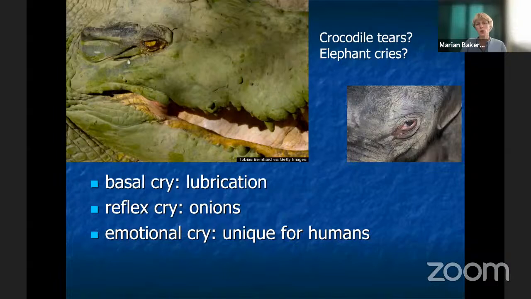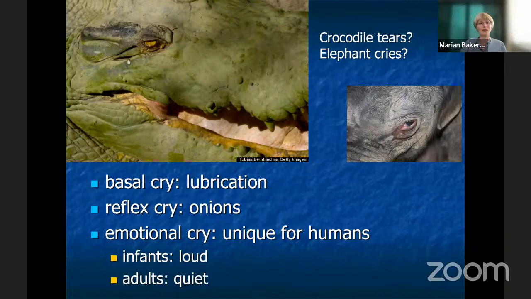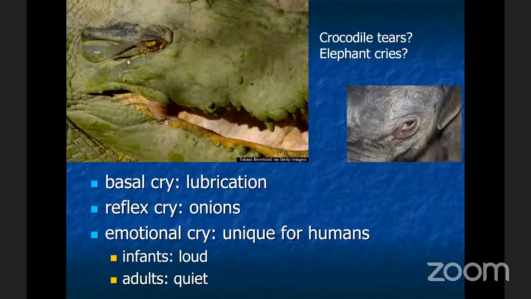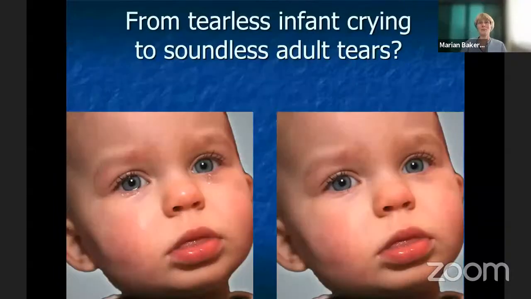But not all humans cry with tears. Actually, babies that are born do not cry with tears. They cry aloud, but without tears. And only after a few weeks, they also make tears. So infants are loud criers, but without tears, and adults are quiet criers, but with tears. So the development is from tearless infants crying to soundless adult tears.